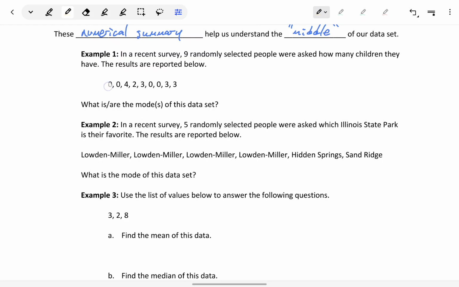In this case, 0 is the response that occurs most often. It occurs 4 times, so the mode of this data set would be 0, because it occurs 4 times. If there was another value that also occurred 4 times, there would be more than one mode. But in this case, we only have a single data value that occurs the most frequently.